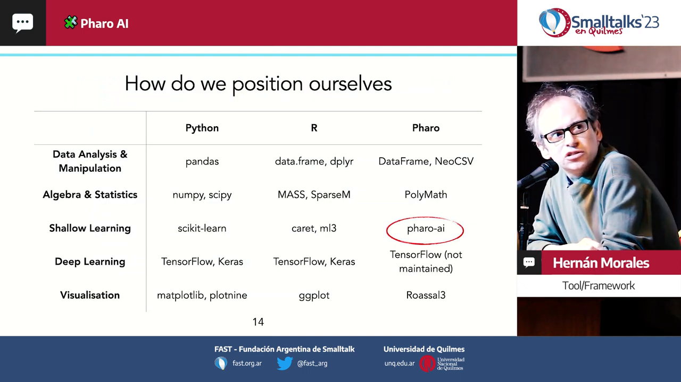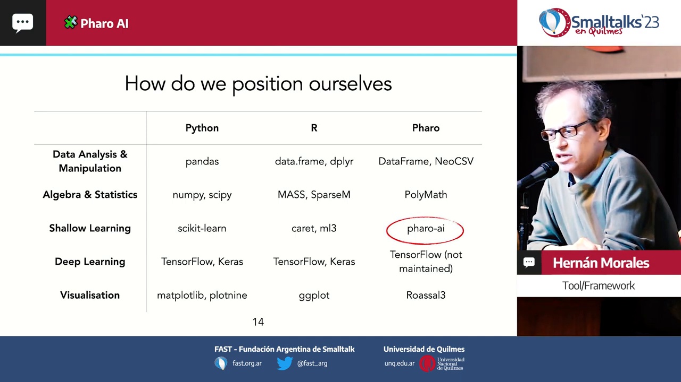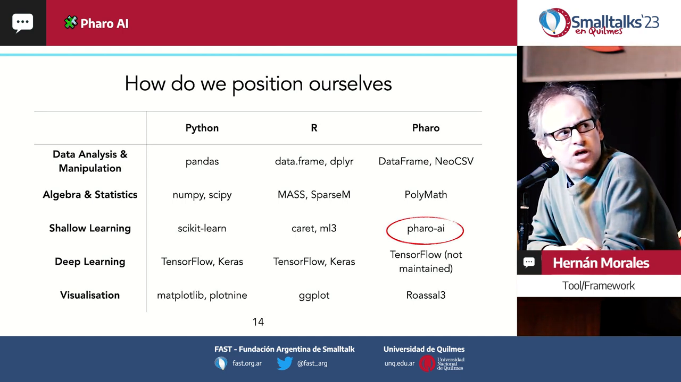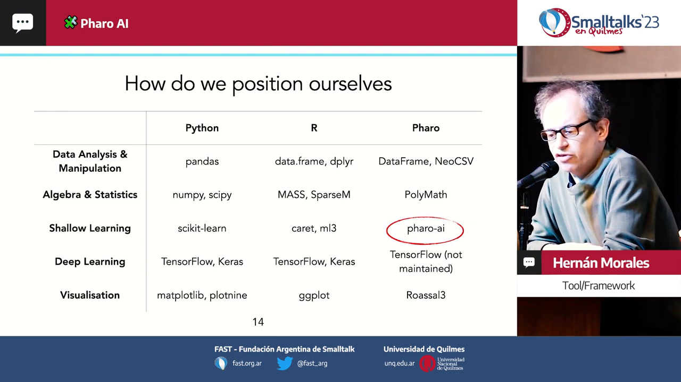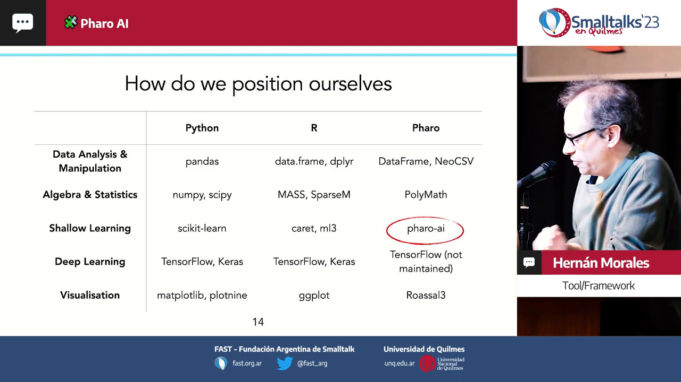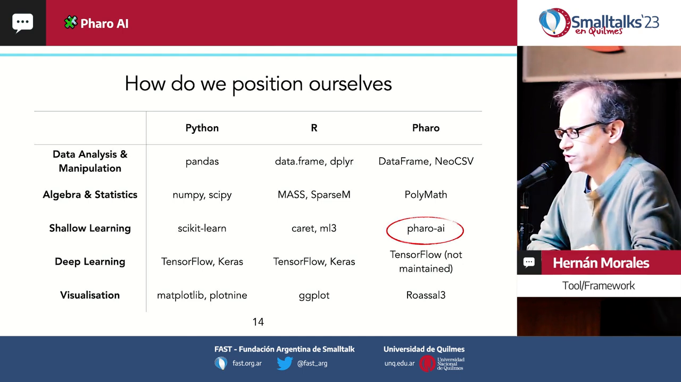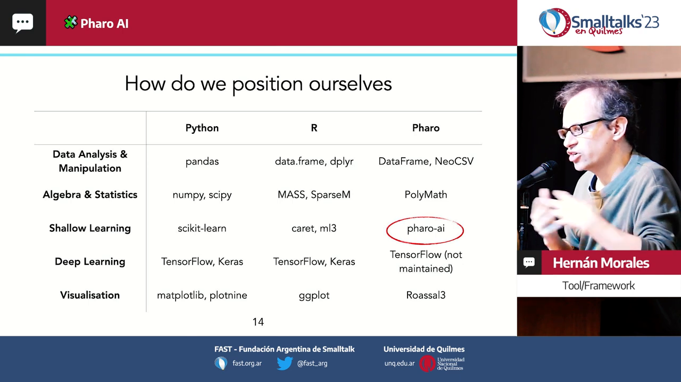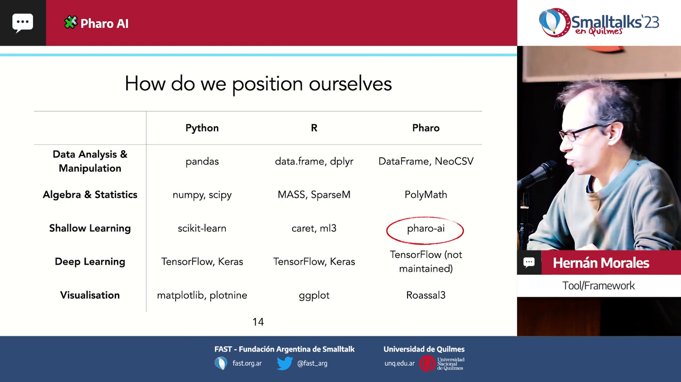How do we position ourselves? There are specific subfields of machine learning. For data analysis and manipulation, we have DataFrame, which is in charge of data wrangling. For example, reshaping and pivoting or organizing different columns in rows and so on, and we could merge and join and do everything with the DataFrame and do queries.